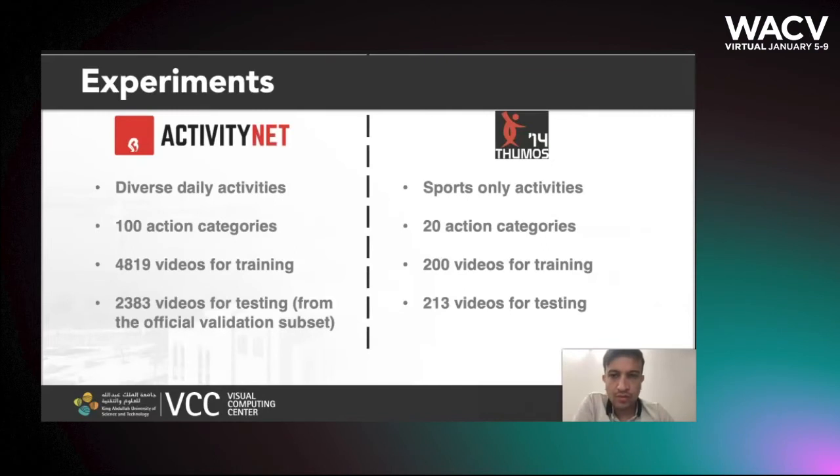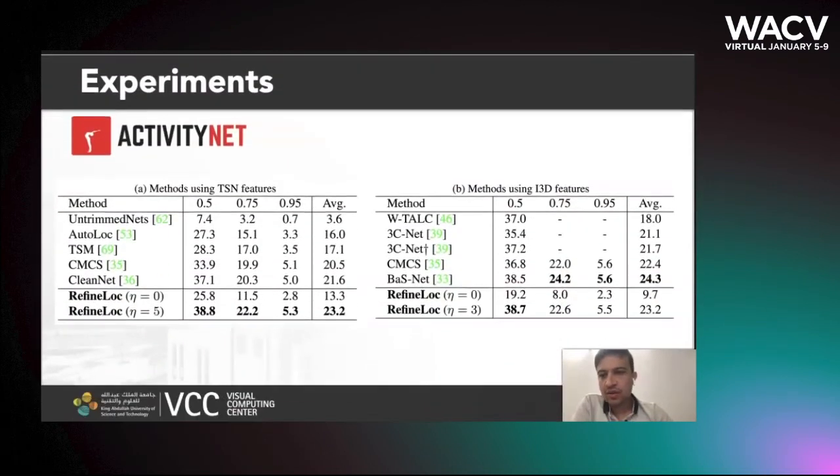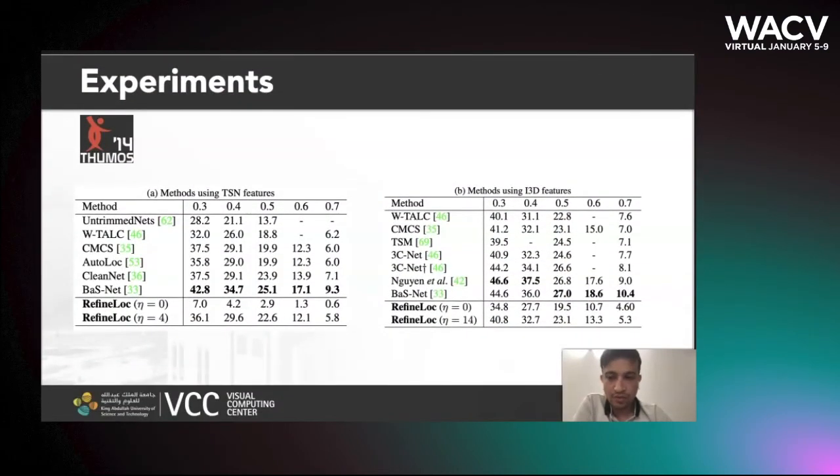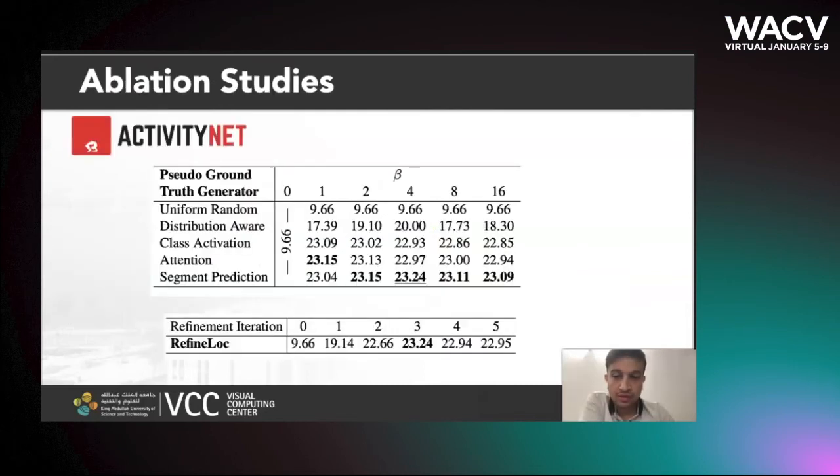We perform our experiments on ActivityNet and Thumos, two widely used datasets for this task. On ActivityNet, we are the state of the art using TSN features, and we are very competitive using I3D, only being beaten by BASNet. On Thumos, we are very competitive with all the methods of the state of the art, using both TSN and I3D. Our ablation studies show that the best way to generate pseudo ground truth for this task is using the segment prediction, and the best beta for our loss is 4.